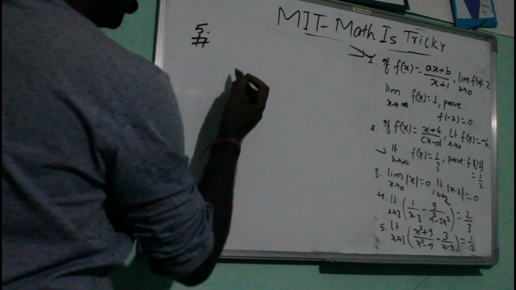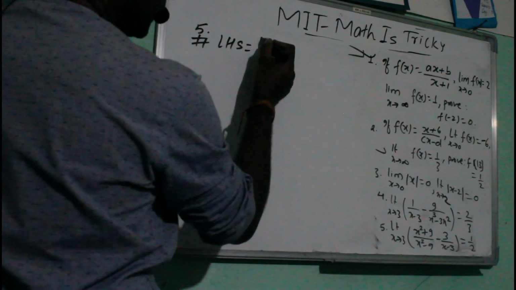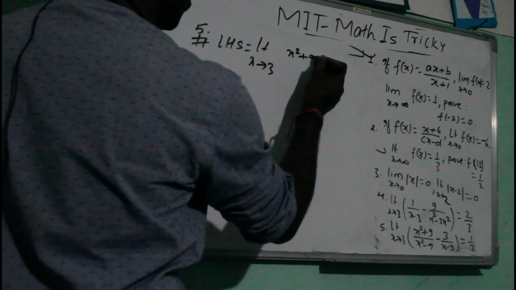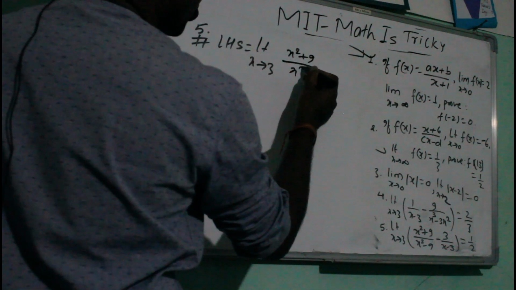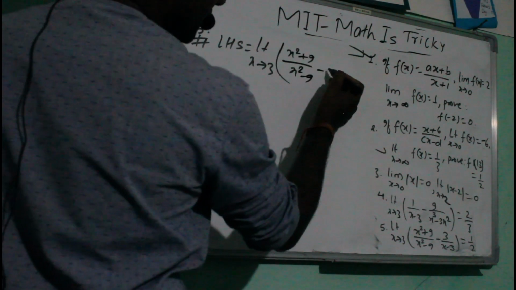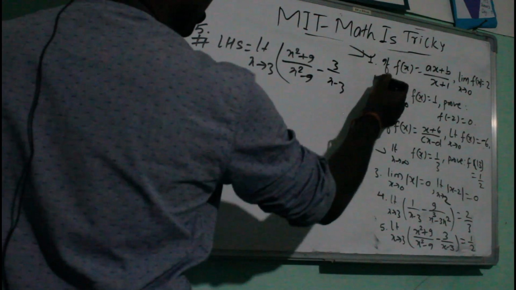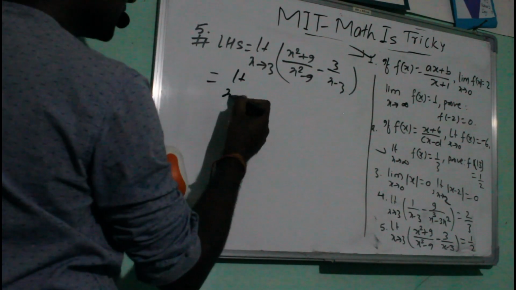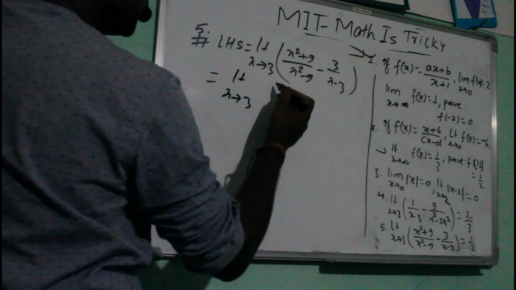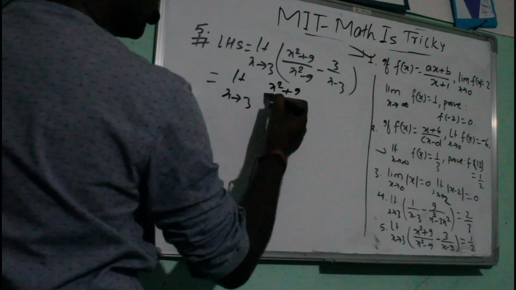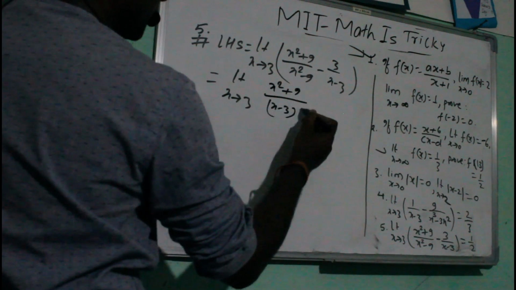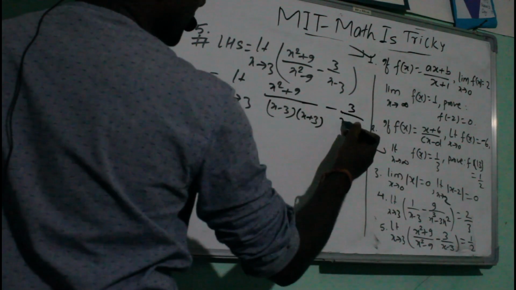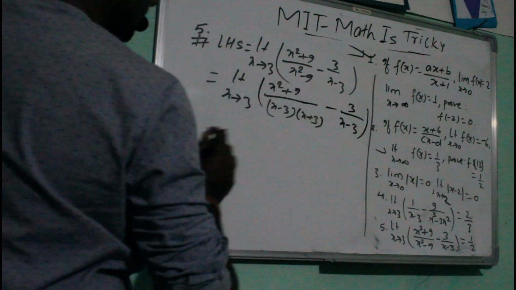So question number 5 is here. I'm just taking the left hand side. It is limit x tends to 3 of x square plus 9 by x square minus 9, then minus 3 by x minus 3. Let's see here. In this case, limit x tends to 3, let's simplify the denominator first. So x square plus 9 by x minus 3 times x plus 3, using the a square minus b square formula, minus 3 by x minus 3. This is our given expression.